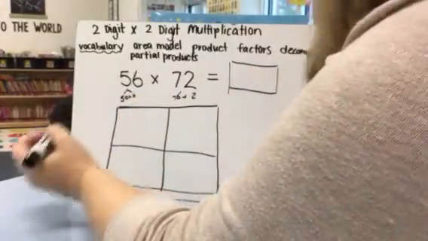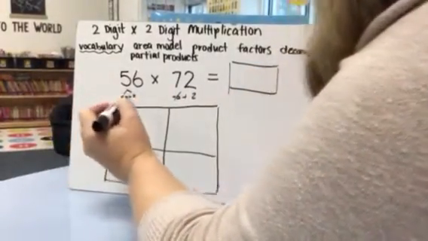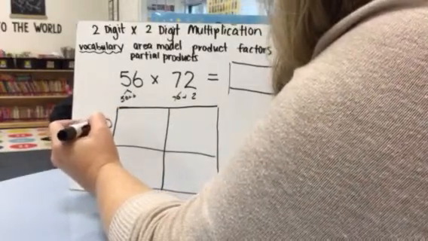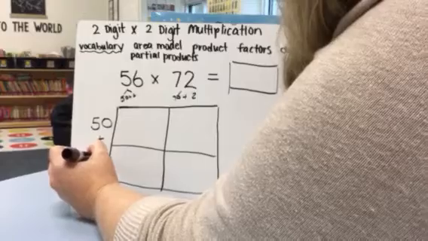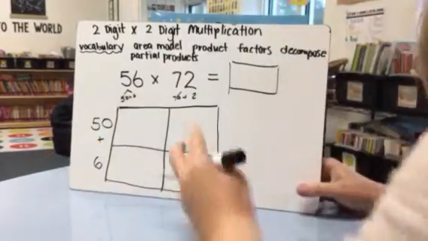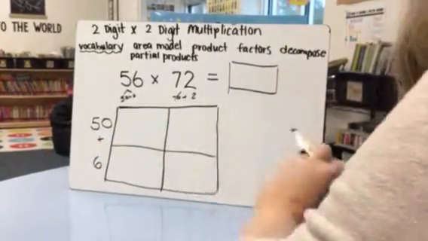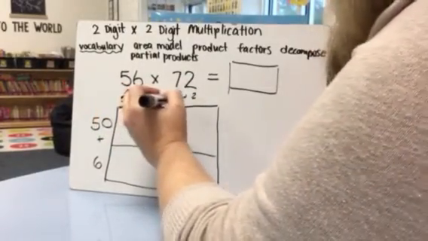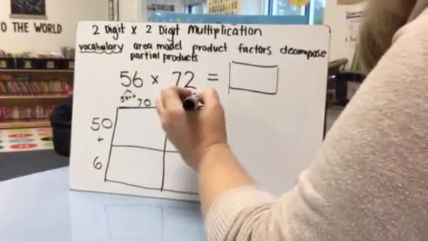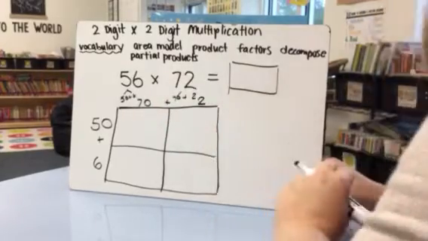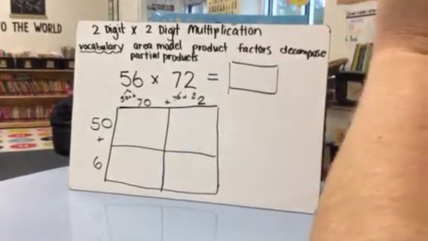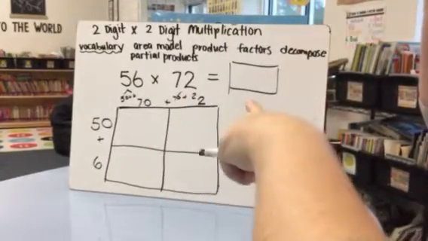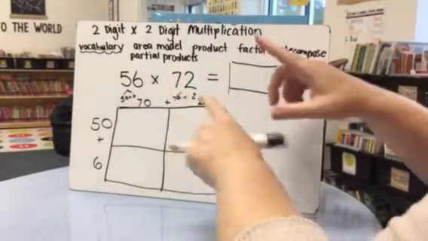So 56, and it doesn't matter what side I put 56 on. I could put 56 as the width or the length. 56, and then 72 becomes my other factor up on the top here. I've also encouraged some kids to go ahead and just finish labeling the whole area model. They don't really need to, but you'll see in a minute.